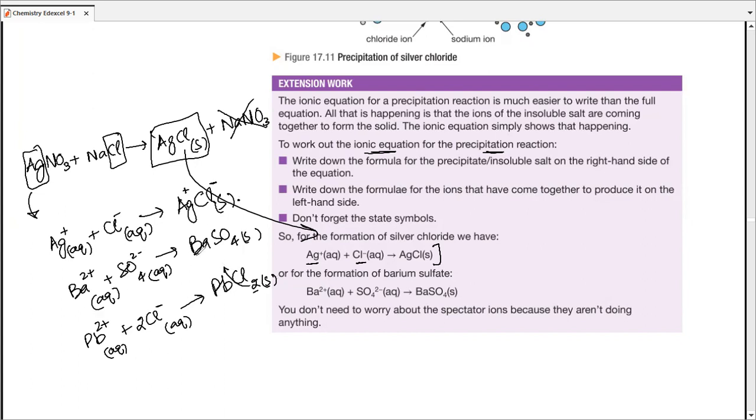Aqueous, aqueous, solid, and you might be seeing the same thing in every single example from the book or from mine. So I hope this makes sense. I hope you understand it's the solid, the precipitate only, that we're going to consider for the ionic equation. And I'm trying to talk about the ionic equation as an extension work. We don't need to worry about the spectator ions, and the book says the same thing. Moving on.